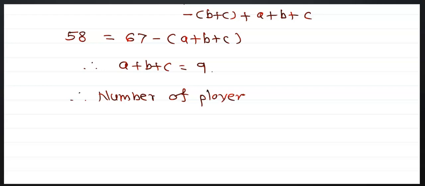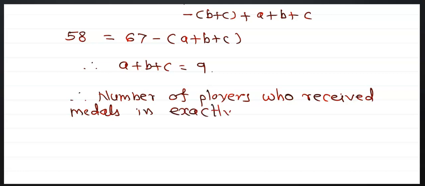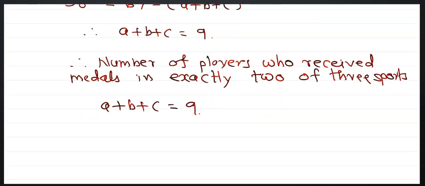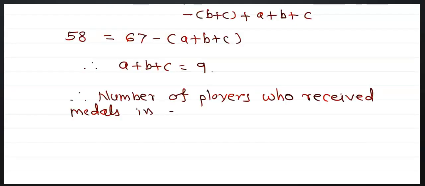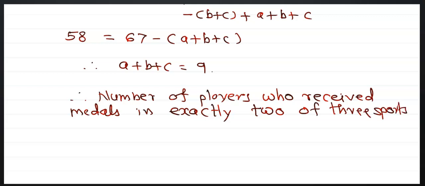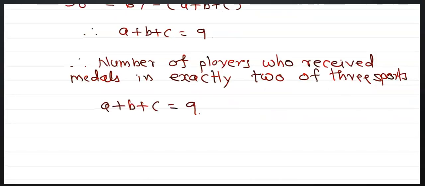Therefore the number of players who received the medals in exactly 2 of 3 sports, A plus B plus C, is equal to 9. Next question.